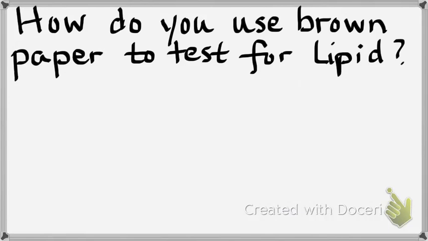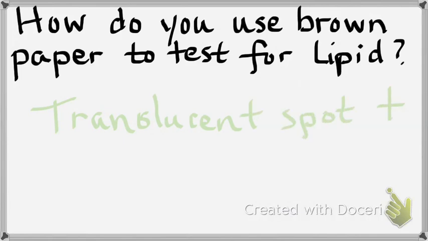Okay. How do you use brown paper to test for lipid? Put it in the microwave. Okay, we're looking for, is the word transparent? Thank you. We're looking for light to be able to come through. We're going to call that translucent. We're looking for a translucent spot. If we see a translucent spot, then yes, we have lipid. And if there's no translucent spot, then we are negative, no, for lipid. And I need you to be able to do that on the test also. And feel free to hold things up to the light.